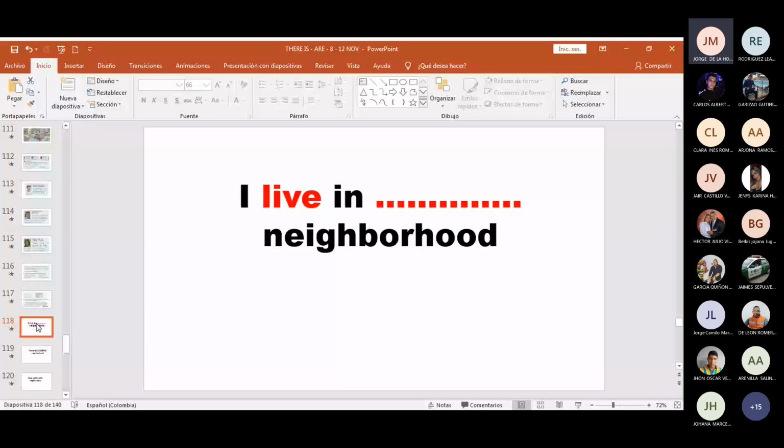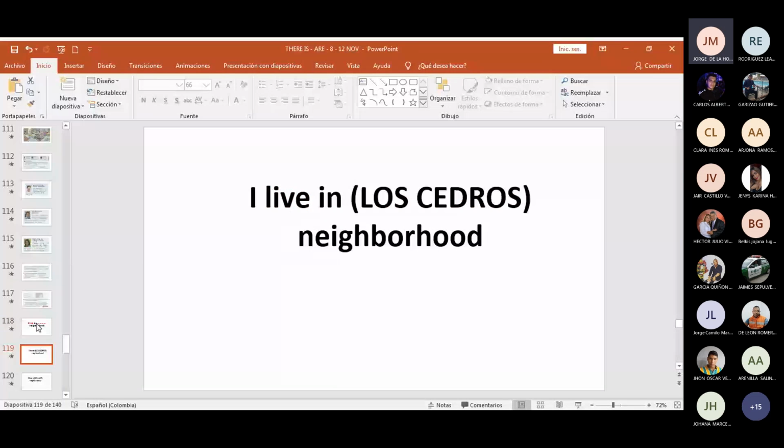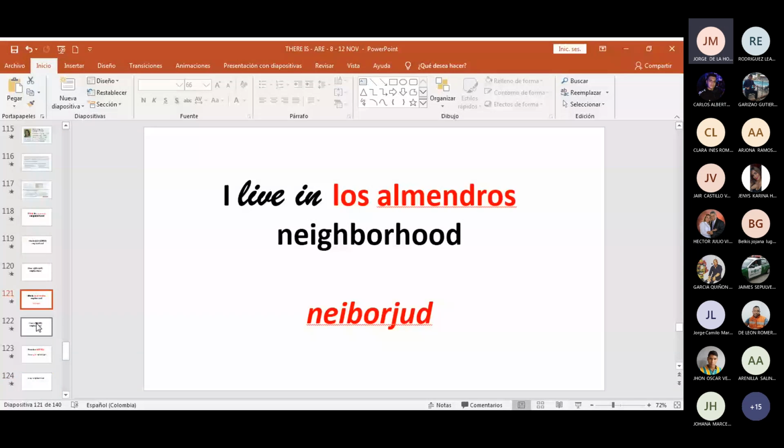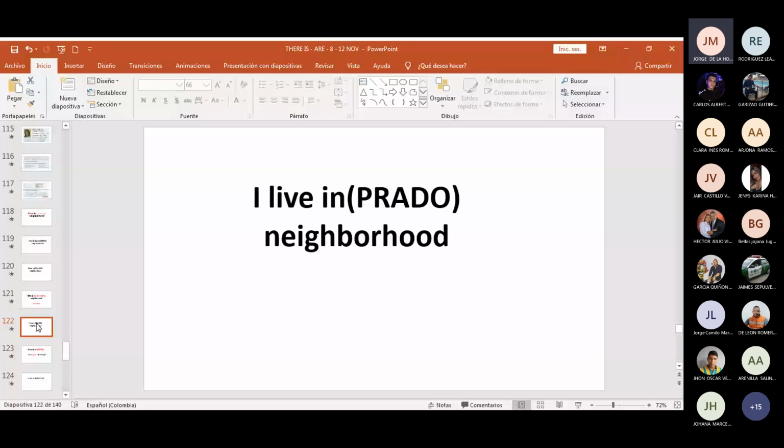I say, I live. I live in, neighborhood, yes. I live in, for example, I live in Los Cedros neighborhood. That is one example, yes. I live in Los Cedros neighborhood. Or maybe you are going to say, no, teacher, I live in Sevillar neighborhood. Okay, so it's different because remember, we are talking about what? We are talking about sectors. We are talking about sections in the city that are called neighborhood. Yes, neighborhood. I live in Sevillar neighborhood. I live in Los Almendros neighborhood. Or maybe I live in Prado neighborhood. Yes. And what is there in Prado?